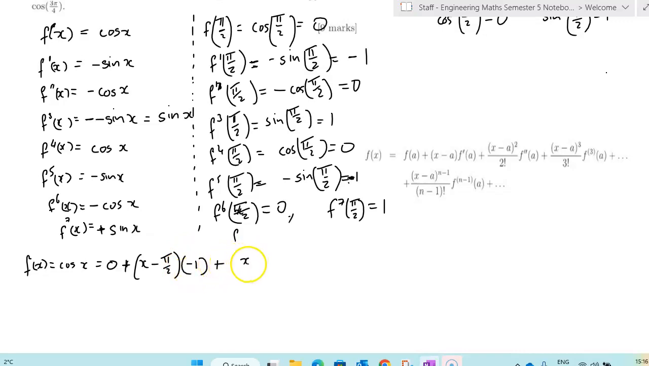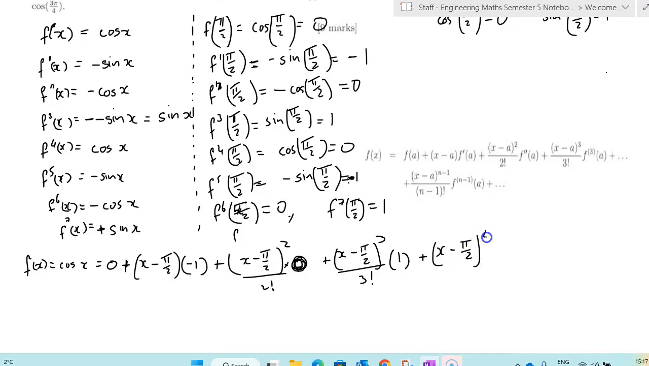Plus the second one is x minus pi over 2 squared over 2 factorial times f double dash, which is 0. Okay. Plus then the next one, it's multiplied by 0 there, which makes it 0. x minus pi over 2 cubed over 3 factorial times f triple dash of pi over 2, which is 1, plus x minus pi over 2 to the power of 4 over 4 factorial, and f to the 4 was 0.